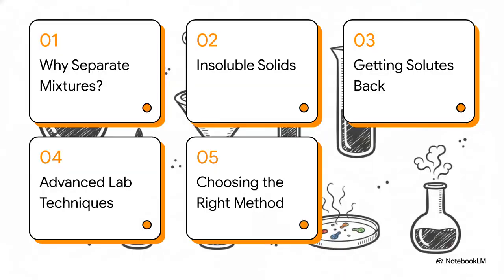Let's begin. So, here is our plan for today. First, we will ask the most important question: why? Why do we even need to separate mixtures? After that, we are going to build our very own chemist's toolkit, step by step. We will start with some simple methods for separating solids, then we'll learn how to get back things that have been dissolved, and finally, we will look at some really advanced techniques that are used in big laboratories. By the end, you'll know exactly which tool to pick for the job.